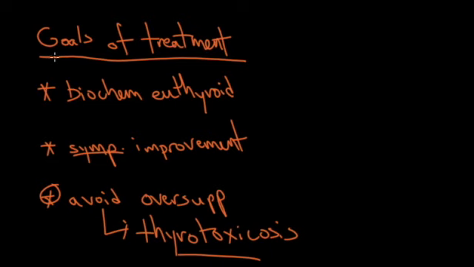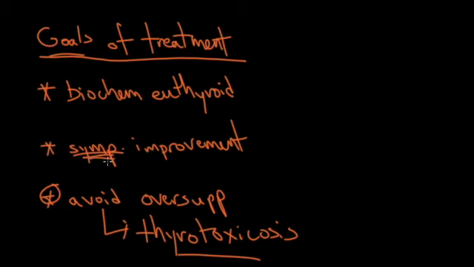So when we actually decide to treat patients, what are our goals of therapy? There's three main goals, and obviously, it gets a little bit more specific when you talk about specific populations like pregnant people and elderly patients. But these are the three big main things that we want to keep in mind. So we want to try and get patients to be biochemically euthyroid, so basically get them back to normal levels.